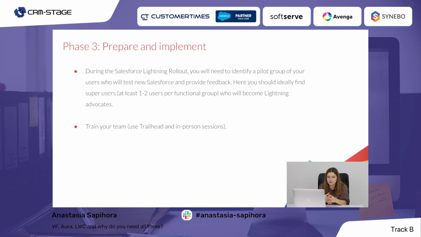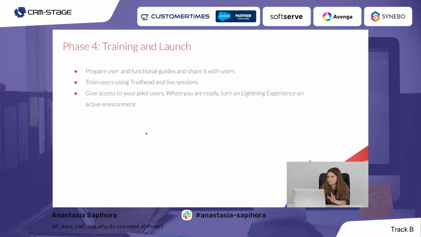During the Salesforce Lightning rollout, you will need to identify a pilot group of users who will test the Salesforce application and provide feedback. Here, ideally, you should have super users, at least 1-2 users from each functional group, and they will become Lightning advocates. Train your team. Use Trailhead and in-person trainings. Train and launch. So you will have already prepared training and you will need to train users and give access to pilot users, and when you're ready, activate your Lightning.